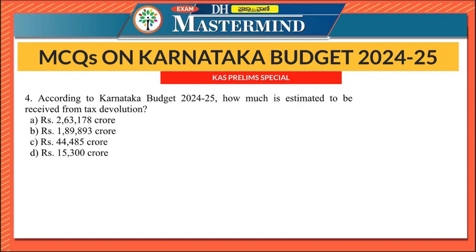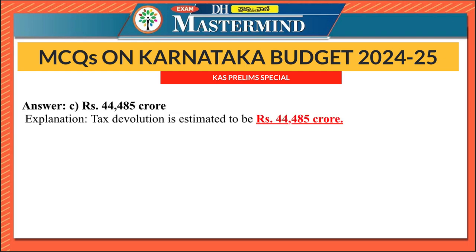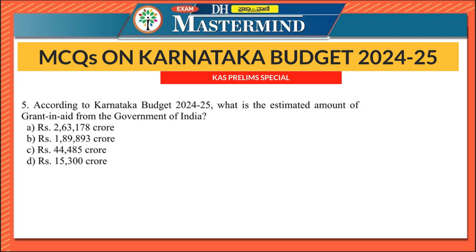Fourth question says, according to Karnataka Budget 2024-2025, how much is estimated to be received from tax devolution? Tax devolution means from the central government, how much are we receiving as our share? So the right answer here is option C, 44,485 crore. So please note down that the tax devolution, that the central government is giving to Karnataka as share in the taxes, is 44,485 crore. But now you have to tell me, what is the percentage that Karnataka is getting out of the total tax devolution? What percentage is Karnataka getting? Please comment. Look at fifth question now.